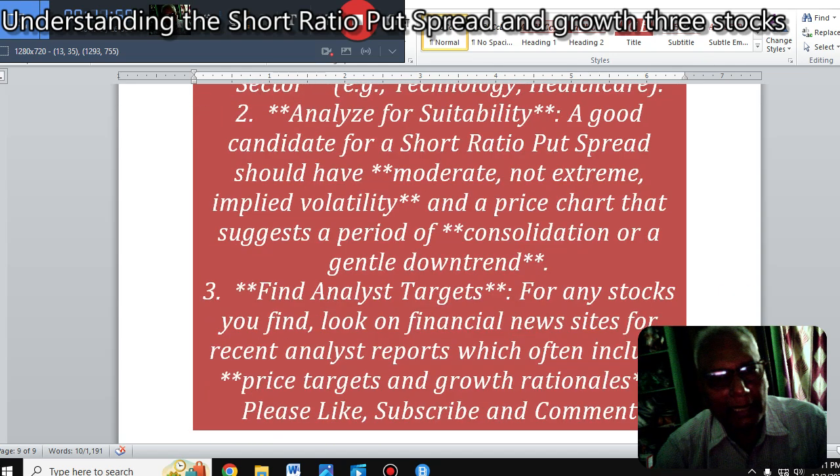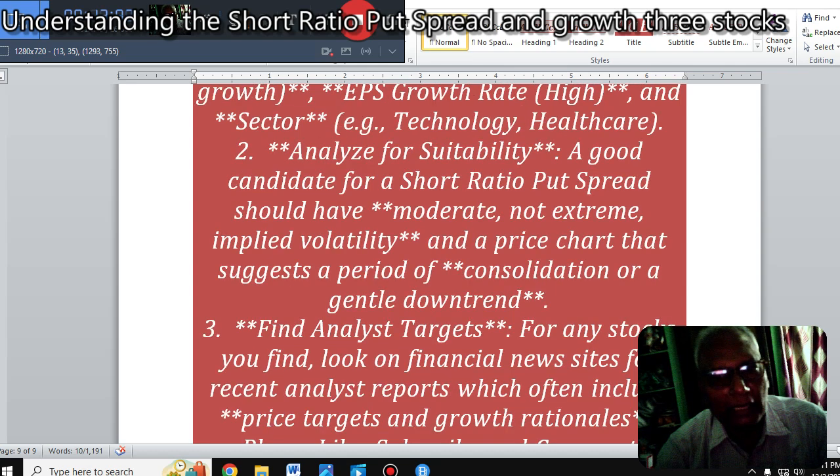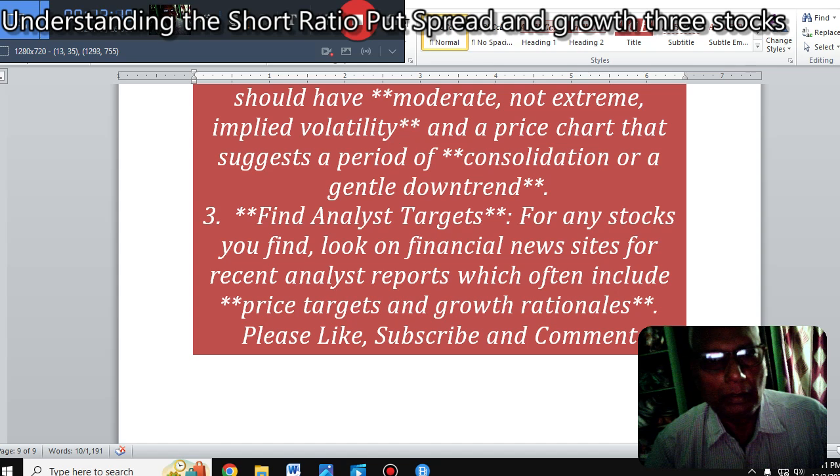Third, find analyst targets for any stocks you find. Look at financial news sites for recent analyst reports, which often include price targets and growth rationale.